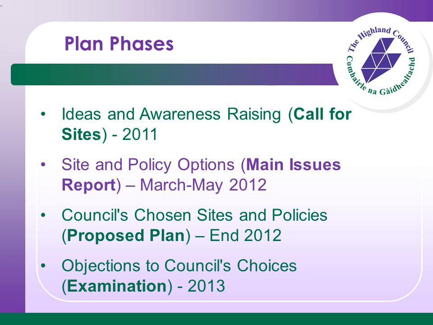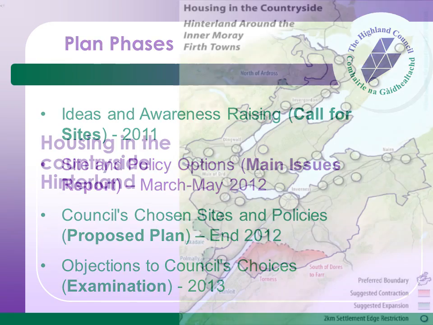If people object to the proposed local development plan, then all of the objections will be sent to the Scottish Government, who will hold an examination of the plan to set out to the Council how the plan should or should not be changed before it is adopted by the Council and used to determine planning applications. This whole process takes approximately 2 years.